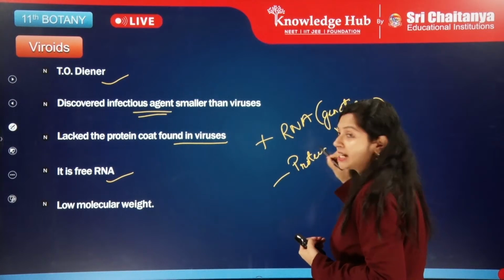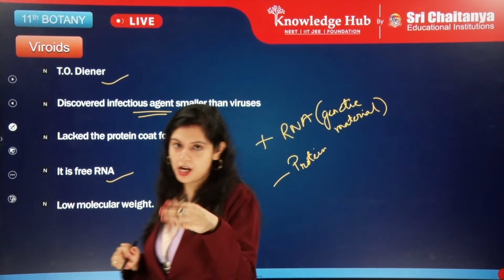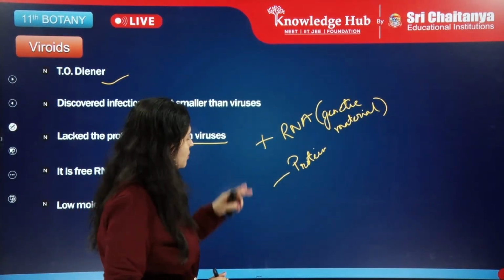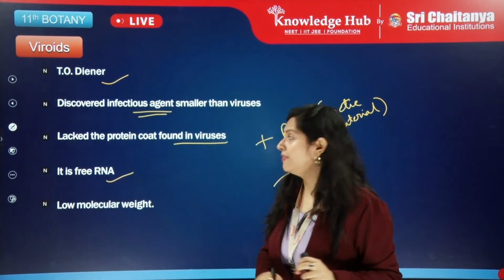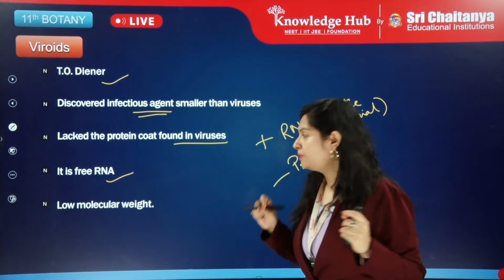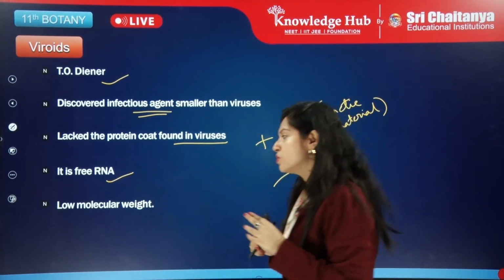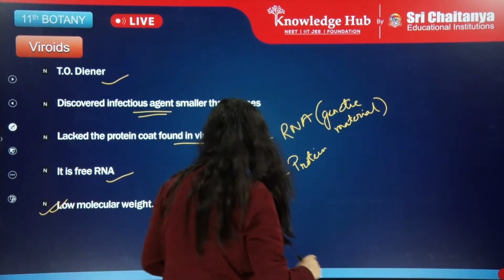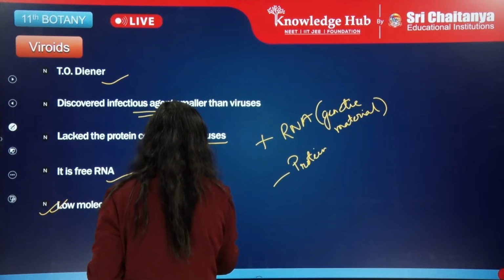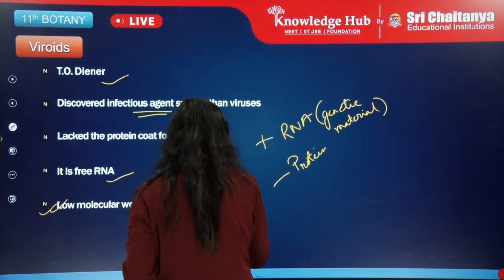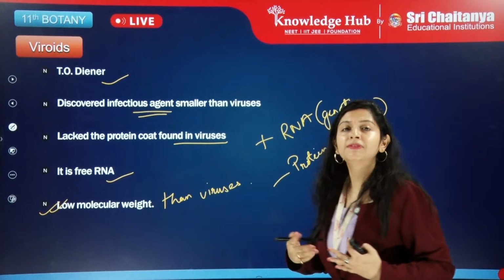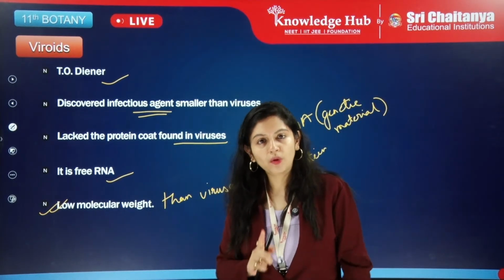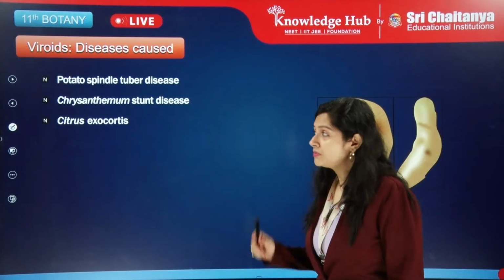Because we will see another such type of organism just after this, which will have protein but which will not have RNA. So viroids are having RNA, but not the protein. And it is also of much lower molecular weight than the viruses, obviously, because they will not have the protein, right? So definitely they will be of much lower molecular weight. Okay, let's see the next one.